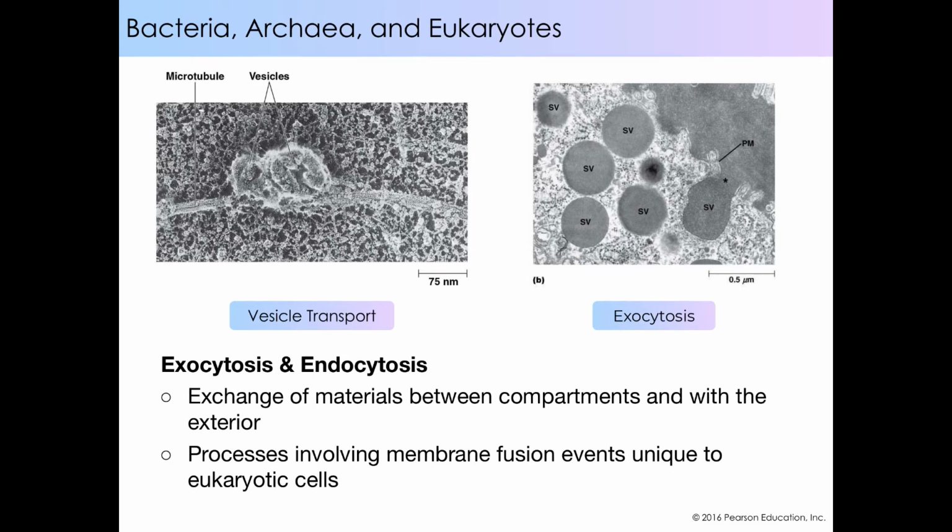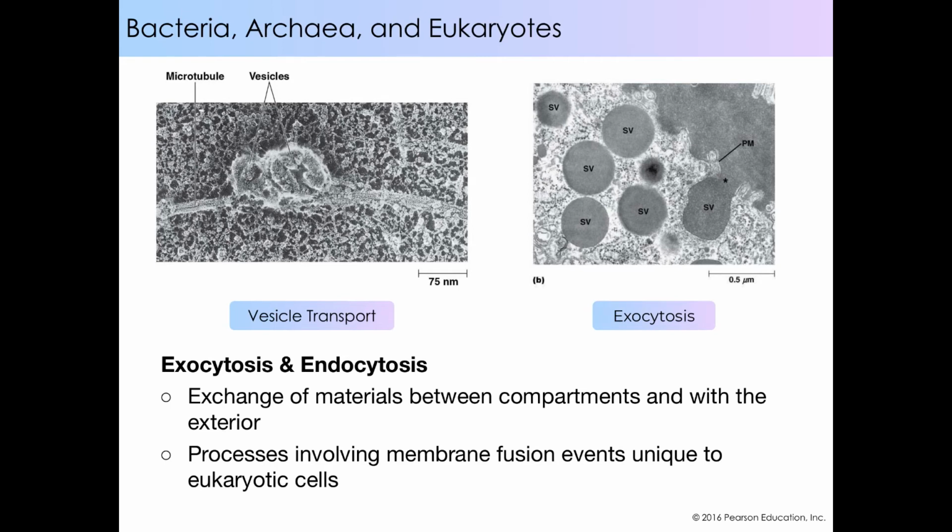Endocytosis is also used to remove receptors from the plasma membrane. The reverse process, where material is sent outside of the cell when vesicles fuse with the plasma membrane and release the material to the outside of the cell, is known as exocytosis.